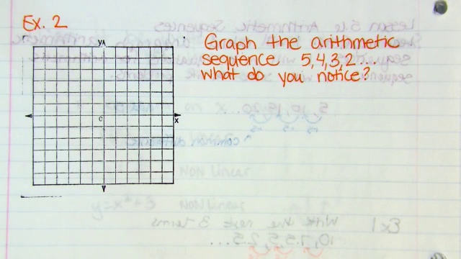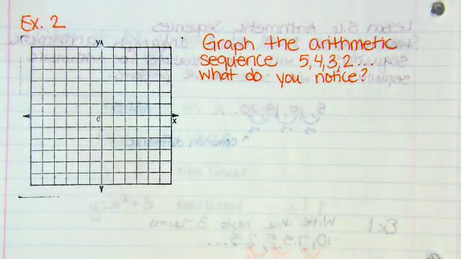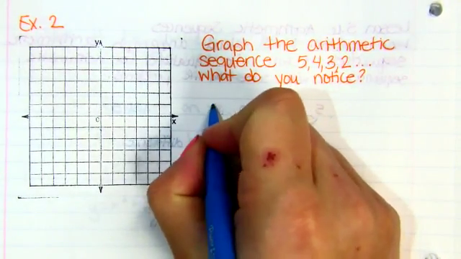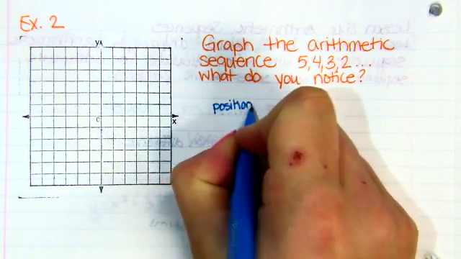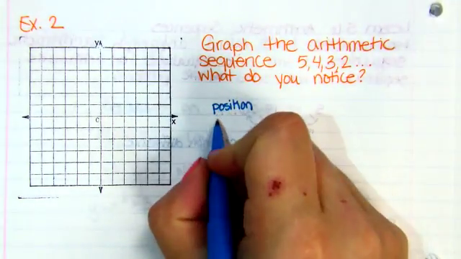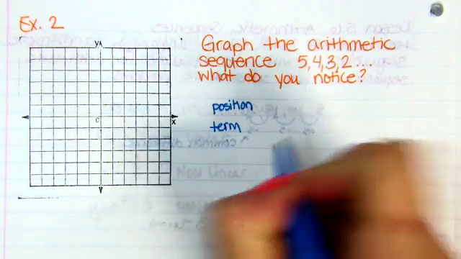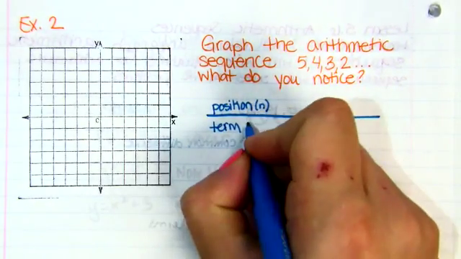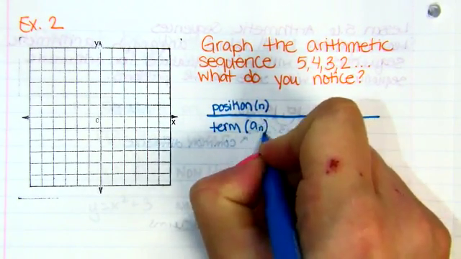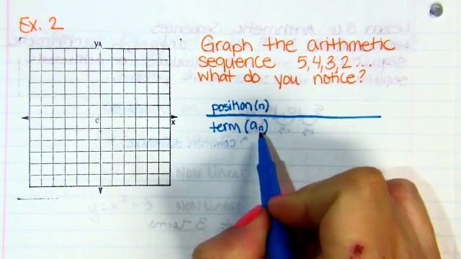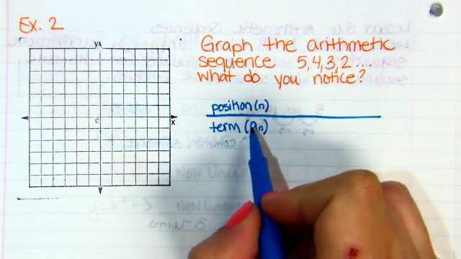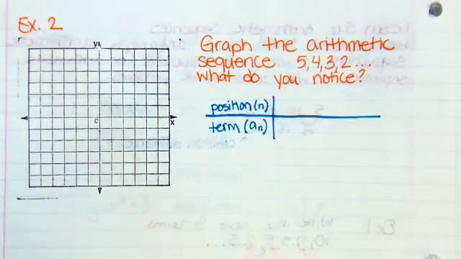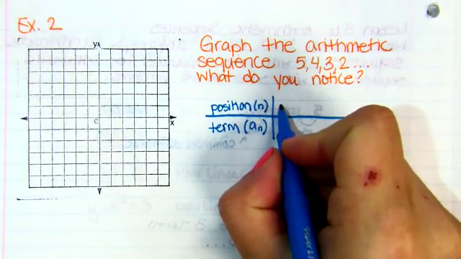For my second example, we're going to graph an arithmetic sequence and see what we notice. I'm told to graph 5, 4, 3, 2. The way I'm going to do this is, again, think about the position, so whether the number is first, second, third in line, and look at the term value. The position I'm going to call n. The term I'm going to call a sub n. When I have a little n like that, it's a subscript. So I'm calling this a sub n, and we'll talk about what that means a little more in a minute. What I need to look at is my position number.